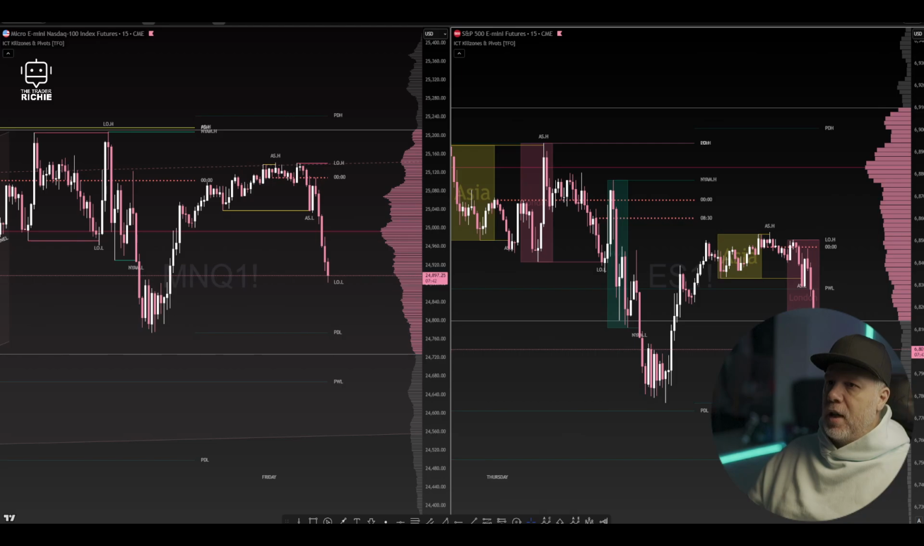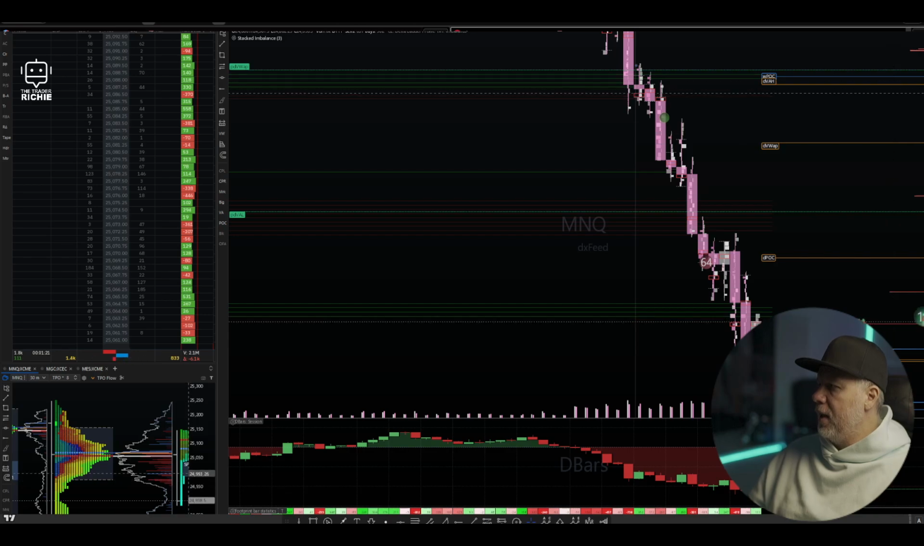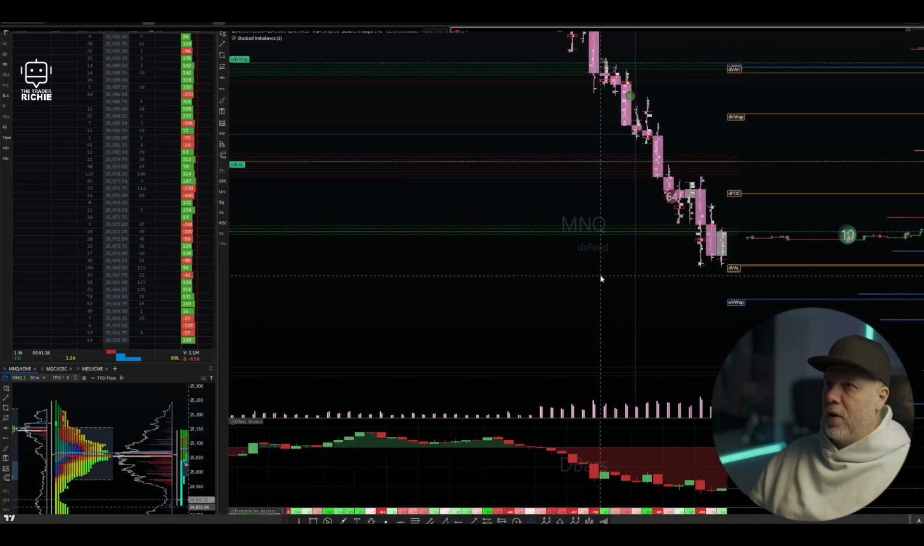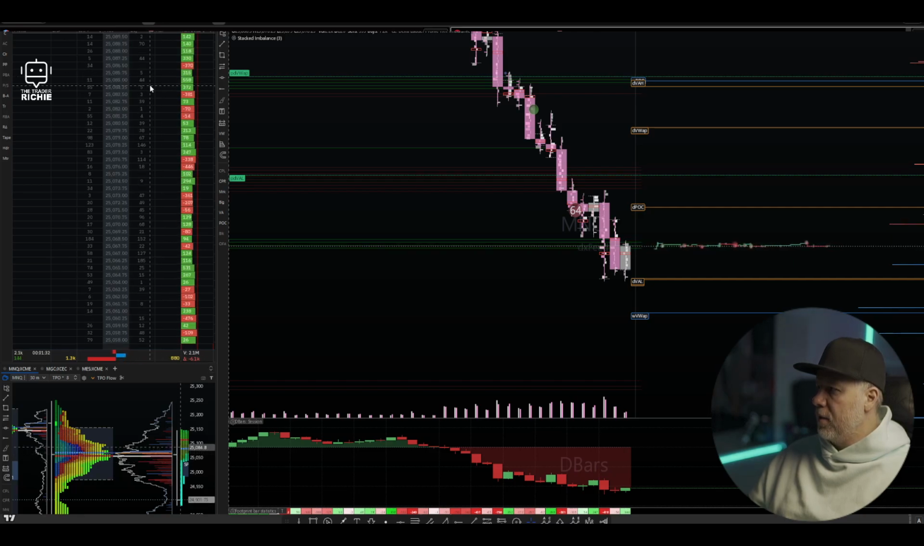Right, moving on to the next screen. This is the one that confuses everyone. This here is my order flow screen. Where are we? Let me just get this aligned, see where my line is. I'll just reload it.